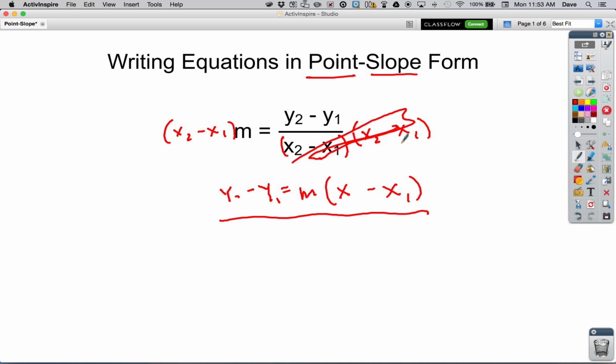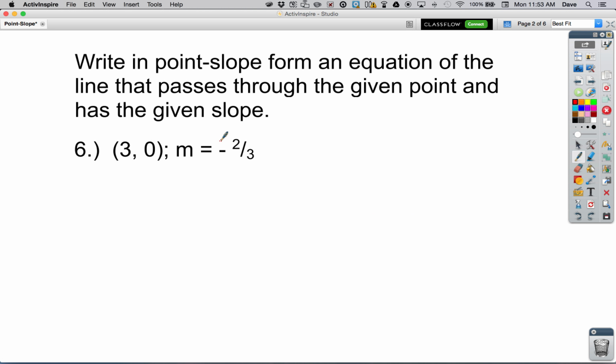You should have paper out because this is part of your work. You're just going to copy it down, follow along, just to get you a start. All right, so don't copy all this down, but why don't you copy the problem down, number 6. Write in point slope form an equation of the line that passes through the given point and has the given slope. So you have to imagine that we have some line that goes through (3, 0) and also has this slope. And we're going to find it using point slope.